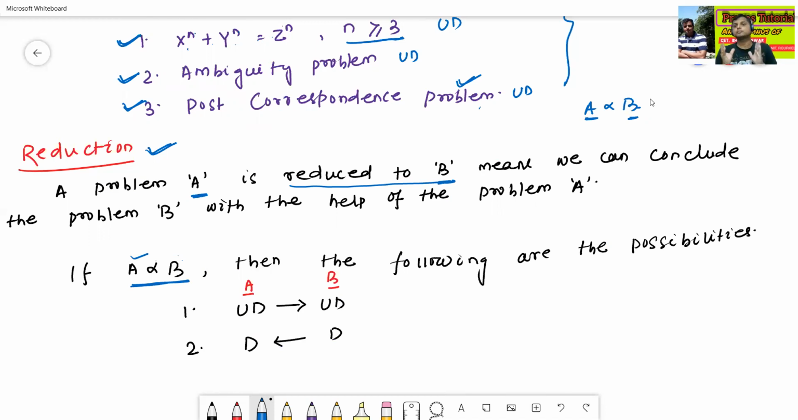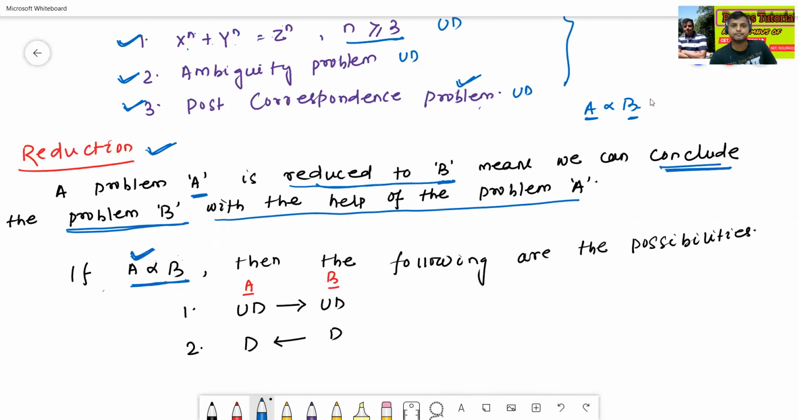What is the meaning of the reduction problem, or a problem A being reduced to B? We can conclude the problem B with the help of problem A. This is called the reduction problem. It is a very important concept, frequently used in upcoming classes like complexity problems. So try to understand what the meaning is.